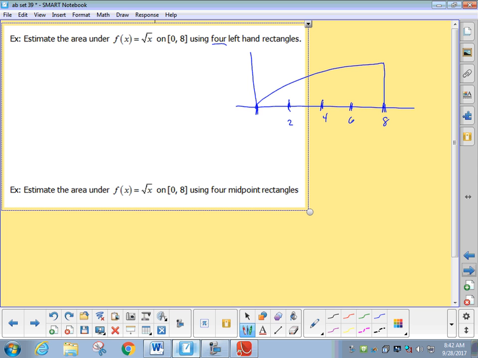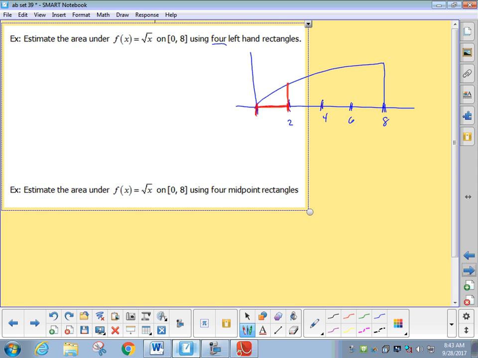So if I use left-hand rectangles, then in each region, I'm going to use the left side for the height. This always kooks students out. In this subinterval, the left side means right here, which is a rectangle with a height of 0, and that's okay. In the subinterval from 2 to 4, I draw my height at the left side too. When I say draw the height, you go to that point, go up to the curve, and that's your height.